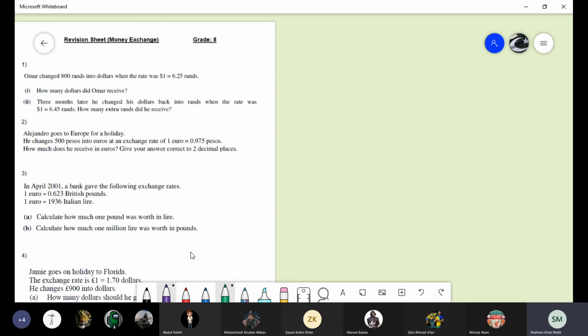Today we have to start the money exchange worksheet. Today's date is 28th of April 2021. The day is Wednesday. Did you revise the money exchange topic? This is the exercise of 5E, the last exercise.